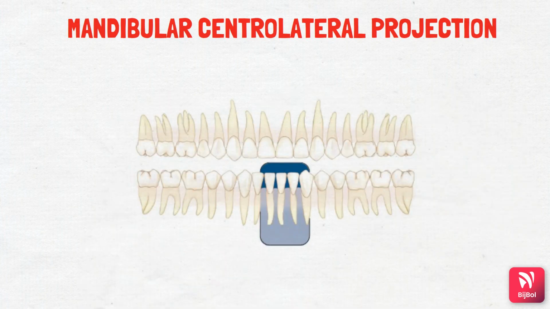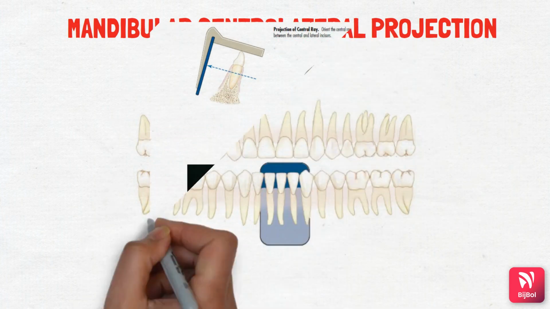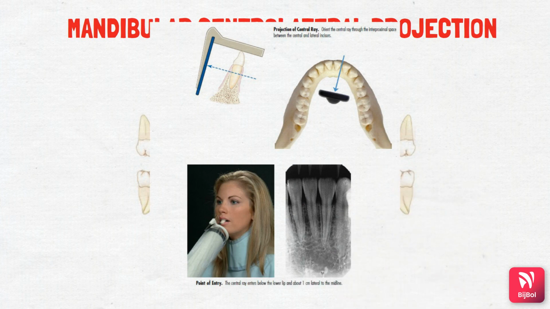Now we'll move to the mandibular projections. Firstly, we'll be discussing the centrolateral projections, because the central and the lateral incisors in the mandible have the same anatomy. Direct the central ray from the posterior aspect through the third molar region. Orient the central ray through the interproximal space between the central and the lateral incisors.